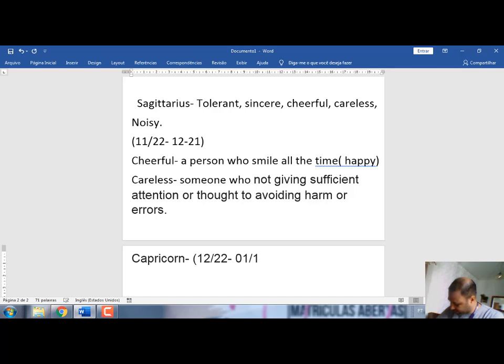Tidy, independent, fussy, too critical. Are you quiet? You that were born in this period, maybe you are Virgo, are you quiet?